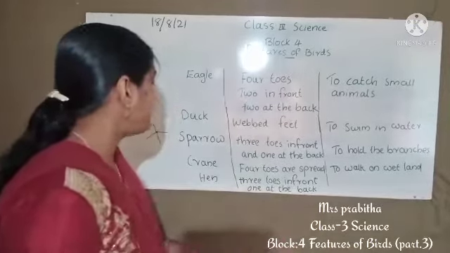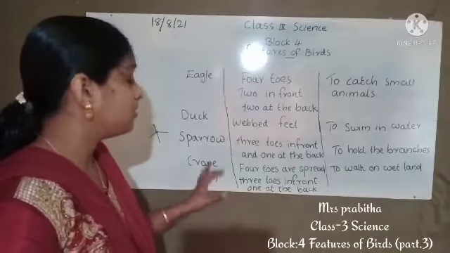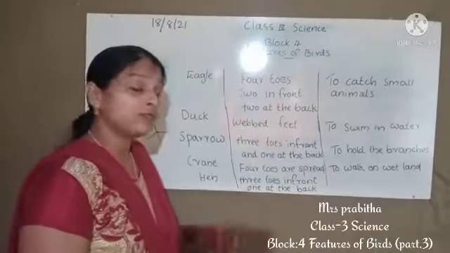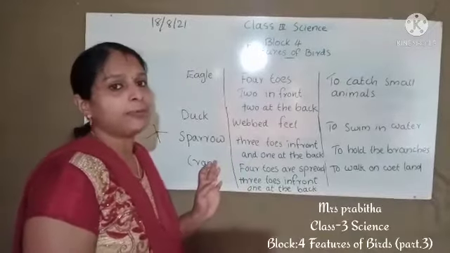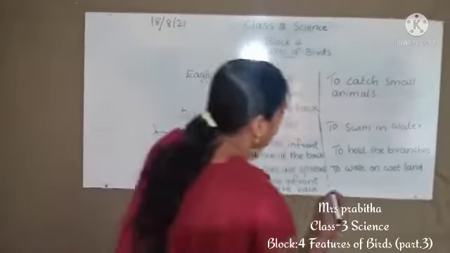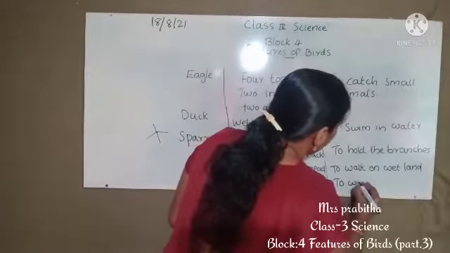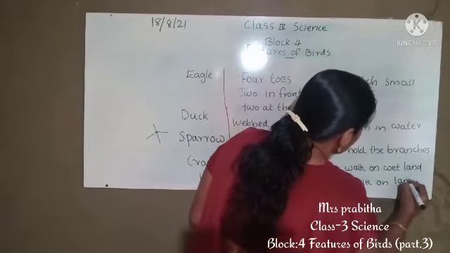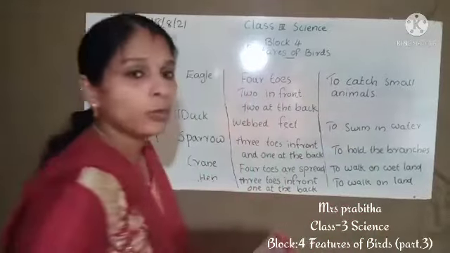Okay, so how is the feet of this bird? The birds that can be found on land have 3 toes in front and 1 at the back. It helps them to walk on land. Okay, so this is the way you have to do the workbook.